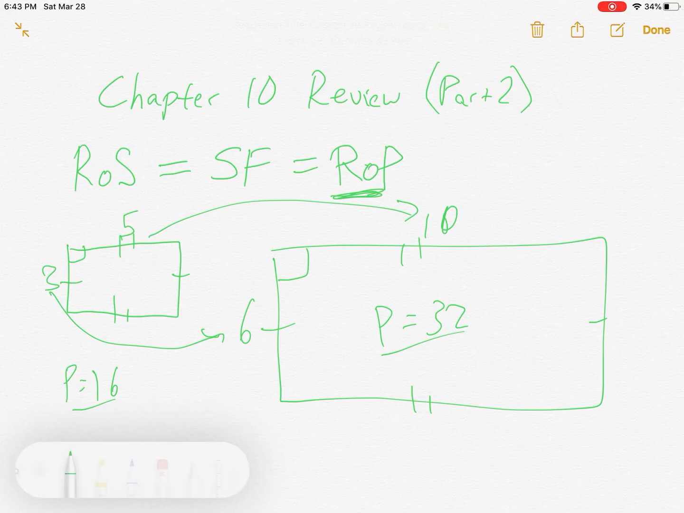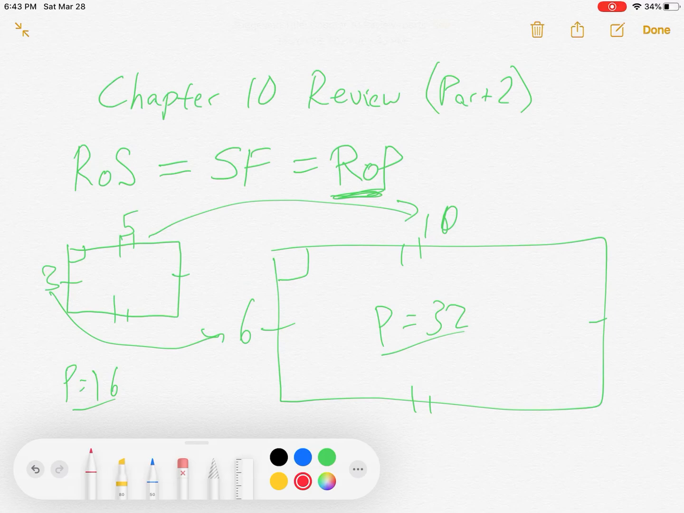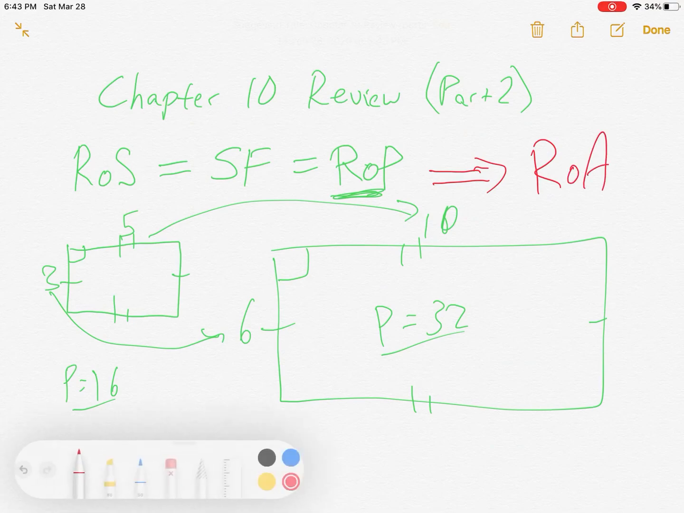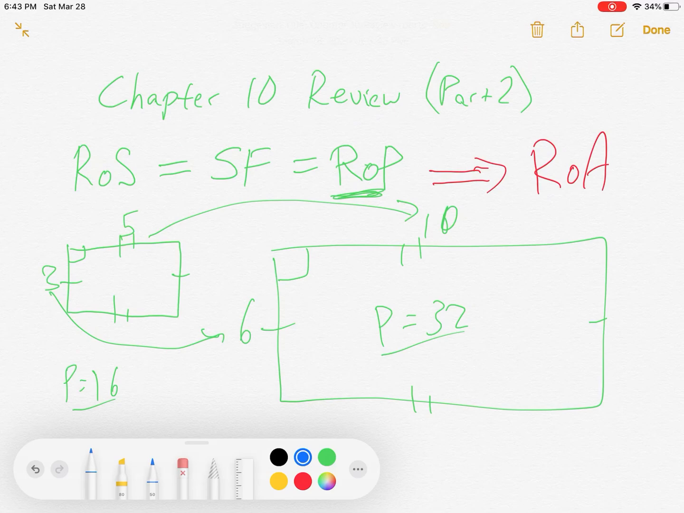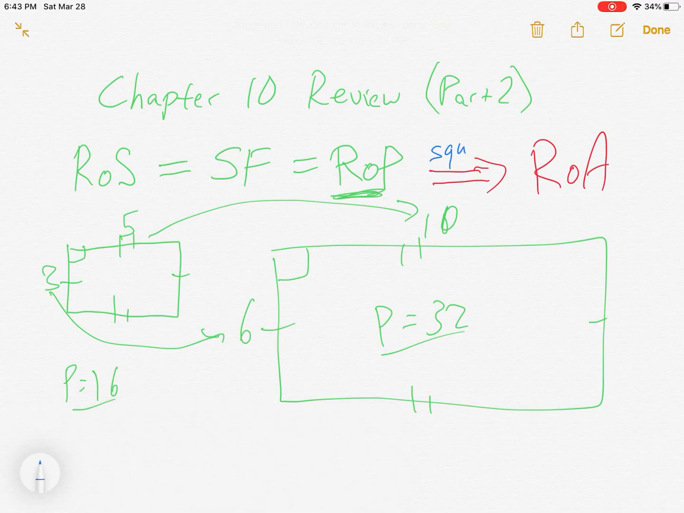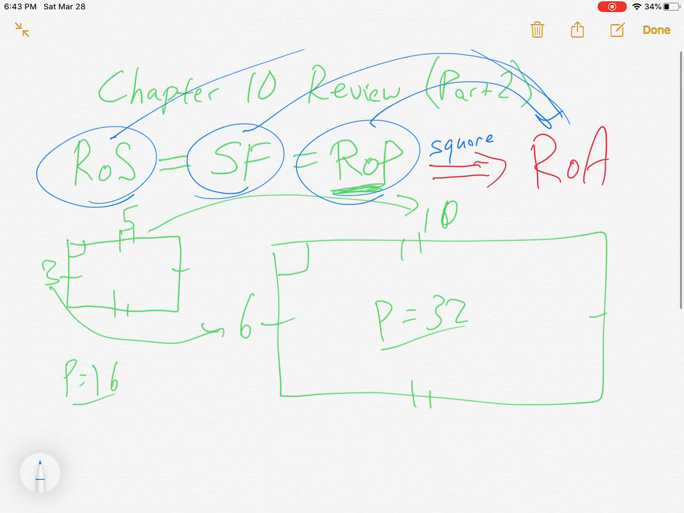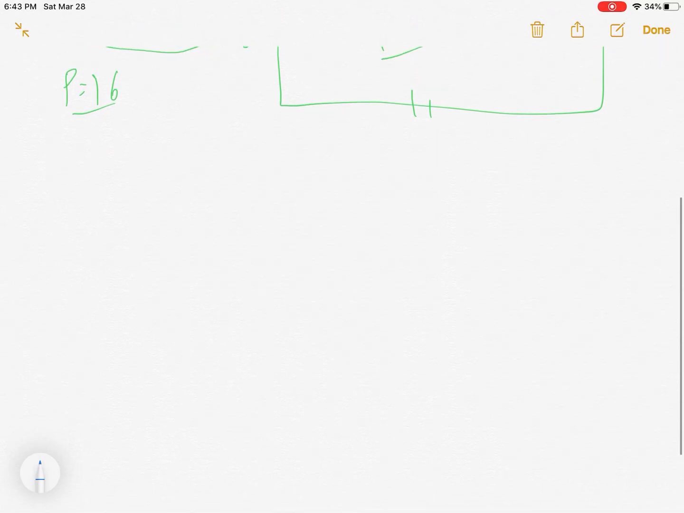So how do these compare to the ratio of area? Remember? The ratio of area, are they equal? No, they're not equal, but you have to square the ratio of sides, square the scale factor, or square the ratio of perimeters to get to the ratio of areas. That's the big picture. That's the whole section right there.